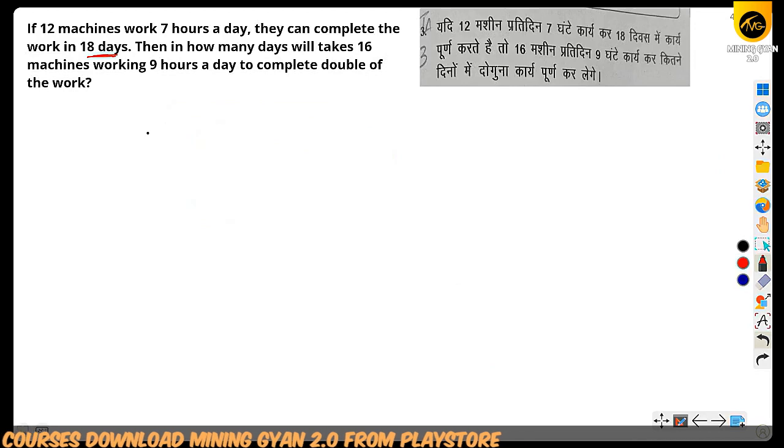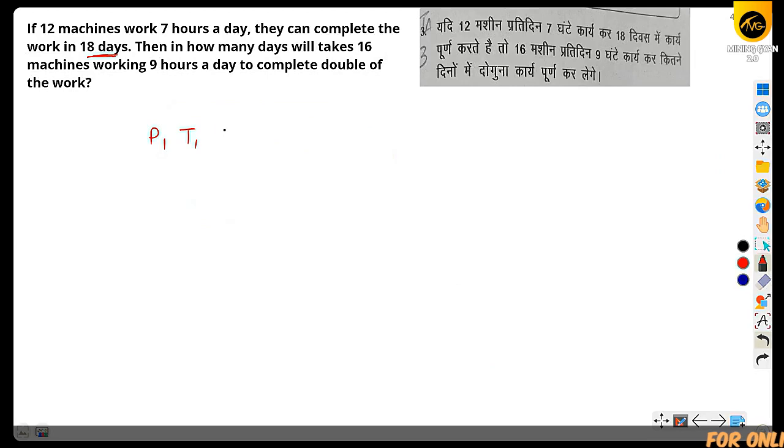So basically we have to use the formula like P1 and T1. So basically T1 is the time duration per day. एक दिन में कितना time duration काम कर रहे हैं, कोई भी मशीन हो या पर्सन हो. So we have to use P1, T1 and D1 is equals to P2, T2 and D2, right? So this is the formula.